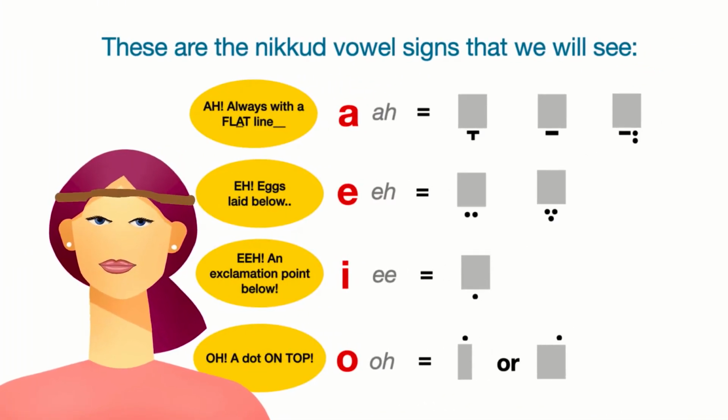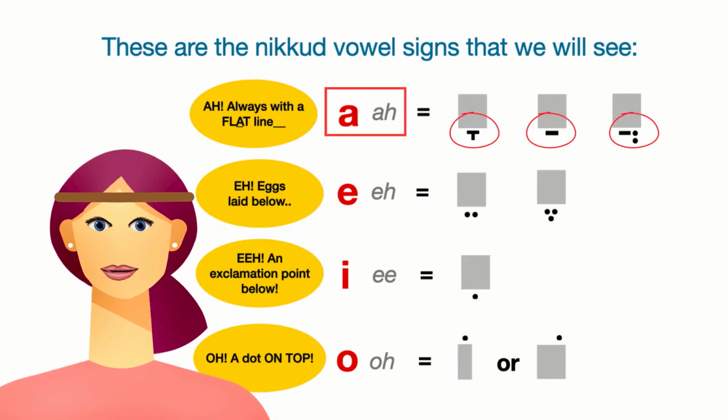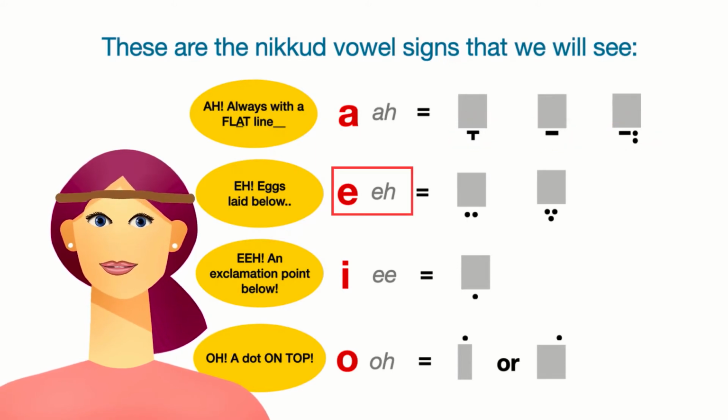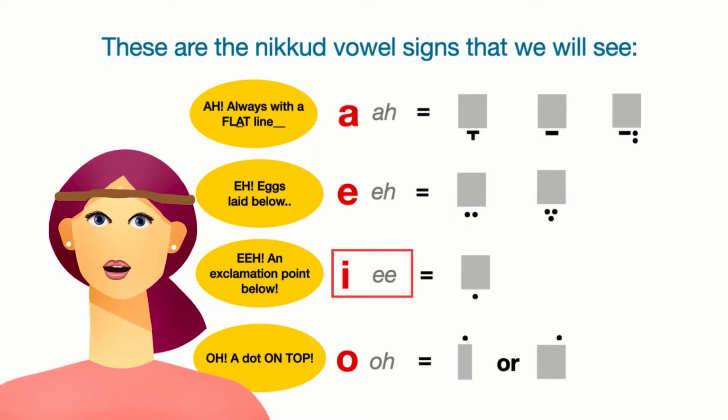Regarding vowels, we will see more examples of the nikud signs that we have seen before. Note that the nikud signs for the vowel A always have a little flat line. And the nikud signs for the vowel E always have a minimum of 2 little dots below a letter, so remember E for egg, and it really looks like eggs being laid below. Now, the vowel I is like the dot below an exclamation point, so remember it like the exclamation of a shriek during an injection. And the nikud sign for the vowel O is always a dot on top of a letter.